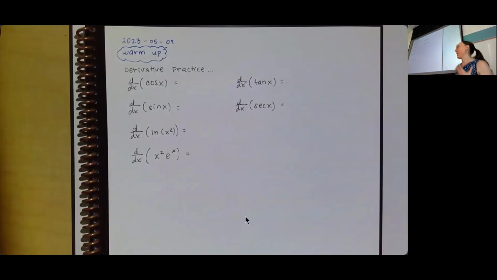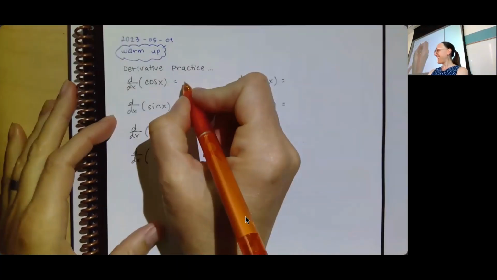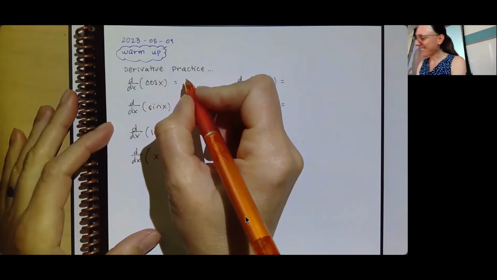Anyone who somehow still has managed to not memorize those trig derivatives, I promise you they are not going away. We're going to need them next quarter too. So I just figured it was good to start off with a little practice. The derivative of cosine of x is? Sweet.